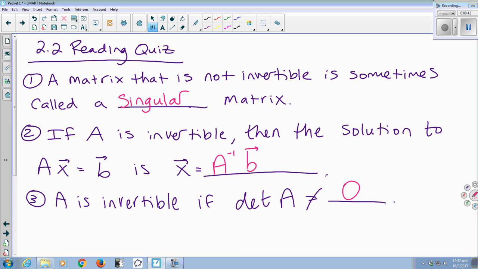The little arrow above B, what? Oh, yes, yeah.